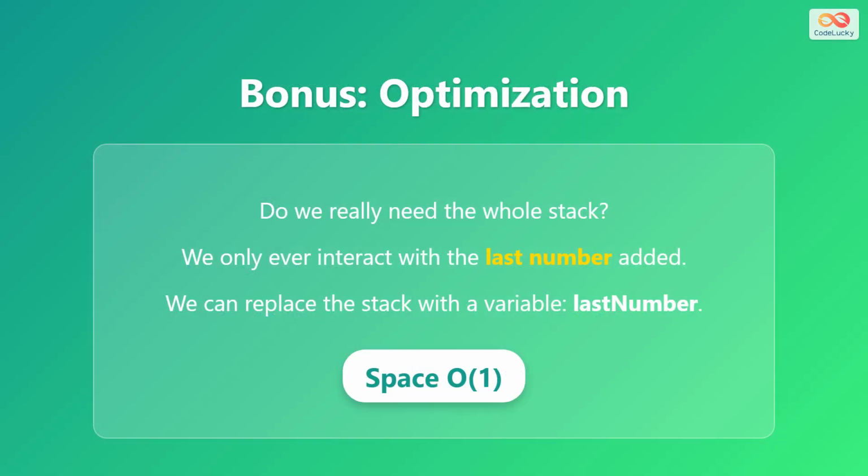Can we do better? Yes, we can optimize the space. Notice that for multiplication and division, we only ever need the very last number we processed. Instead of a full stack, we can just maintain a variable for the last number and add to a running result variable whenever we are safe to do so. This brings the space complexity down to big O of 1.